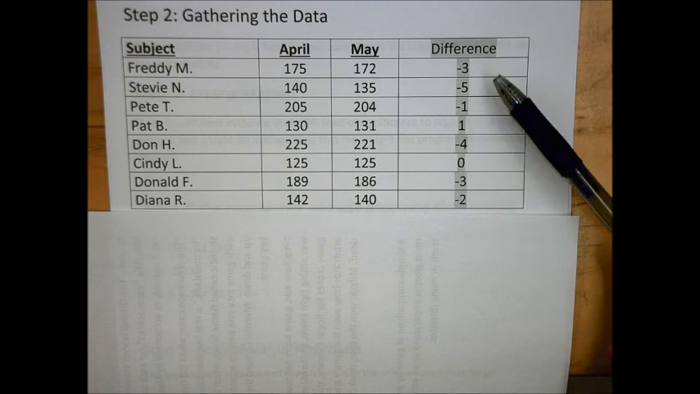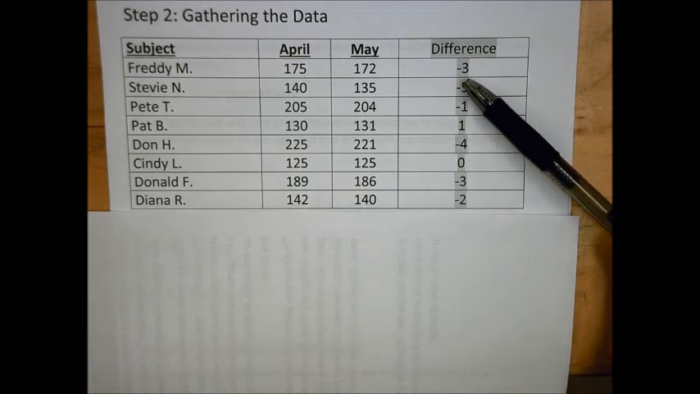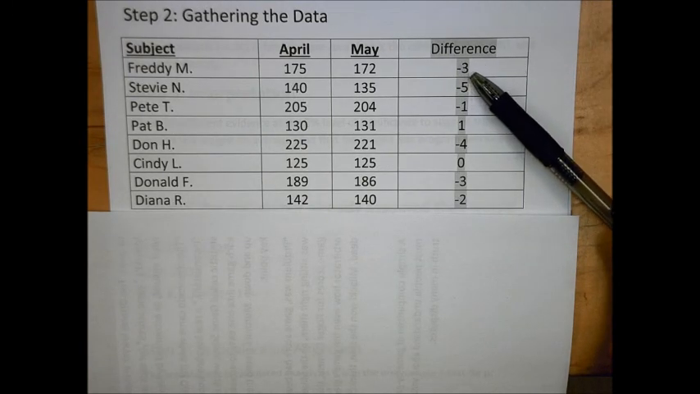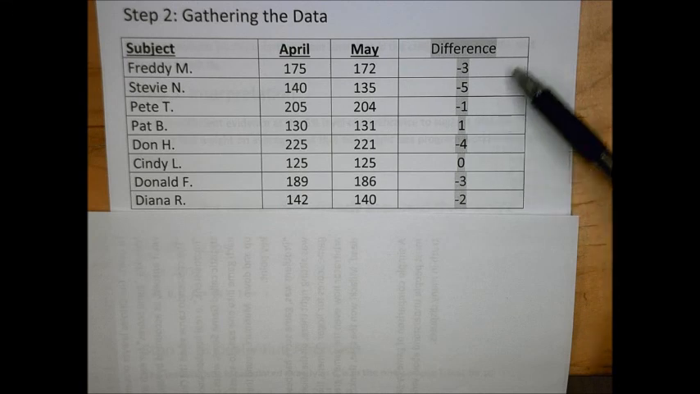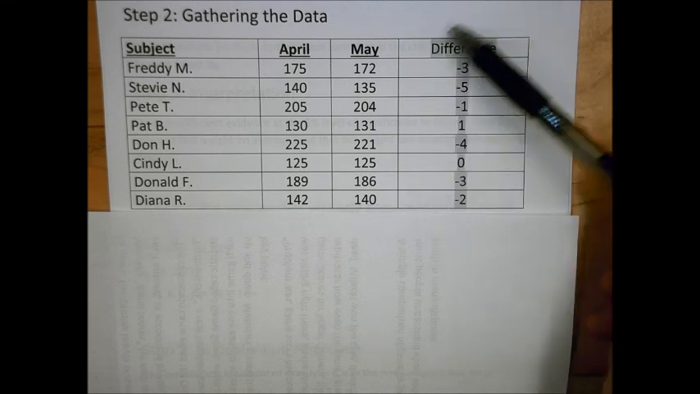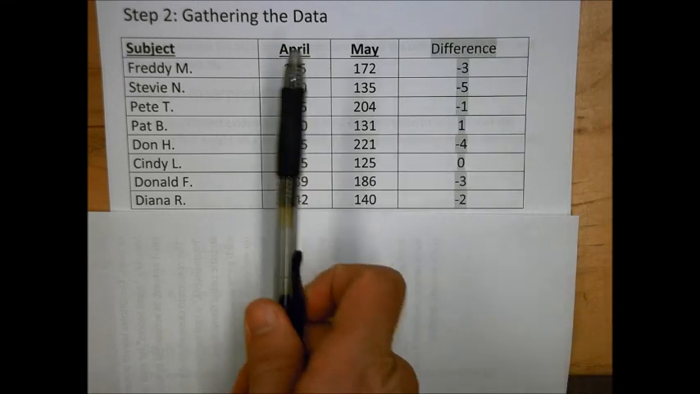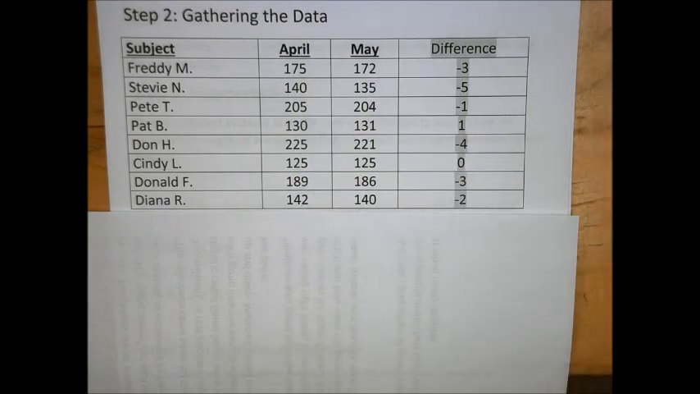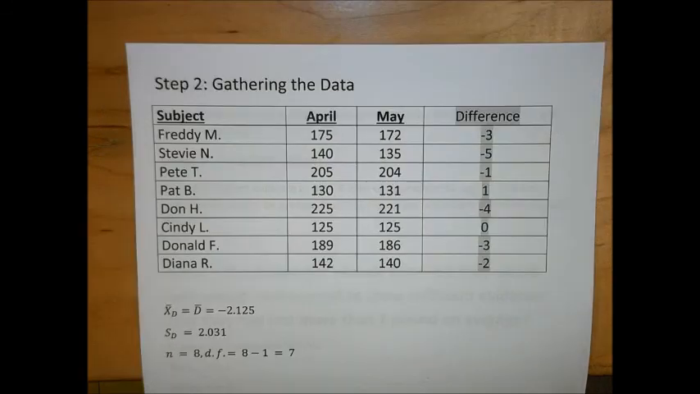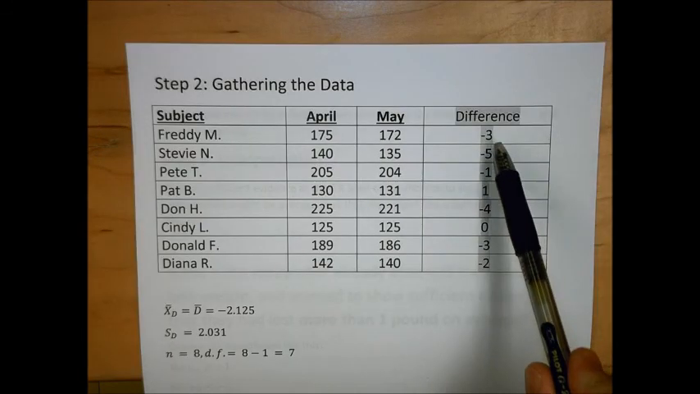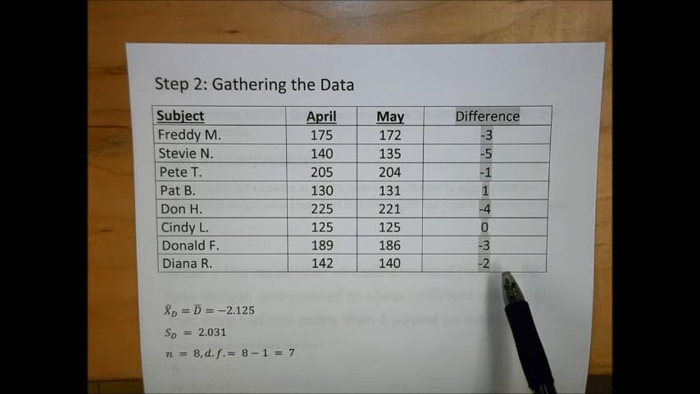Notice how I've indicated the differences in a third column. Negative differences imply that the weight went down, which would be a good thing. Positive differences indicate that weight went up, which would indicate that the weight loss program was not working very well. We're going to focus our test on this sample of differences here, rather than two independent samples of April and May. In this way, we're treating them as dependent samples. We summarize the information in this third column so we can do the hypothesis test.